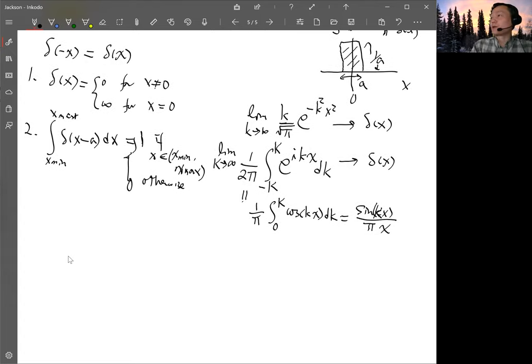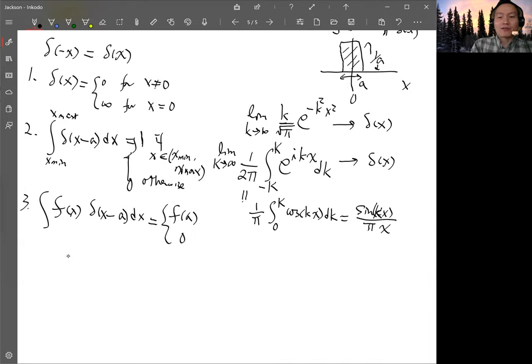The third property is again, if you integrate f(x) times delta of x minus a, dx, it will equal f(a) or zero, again over these two situations, depending on x min and x max.